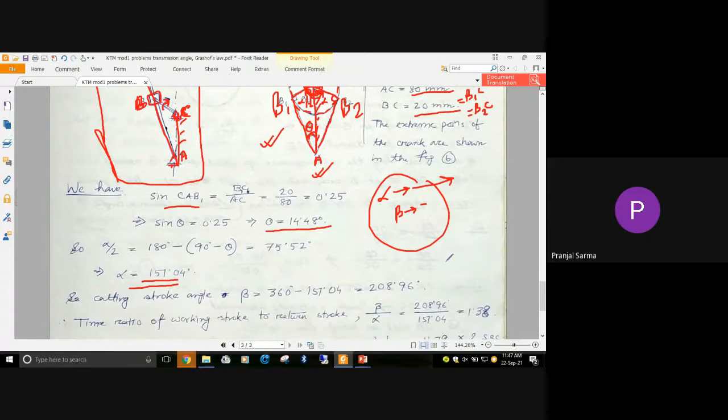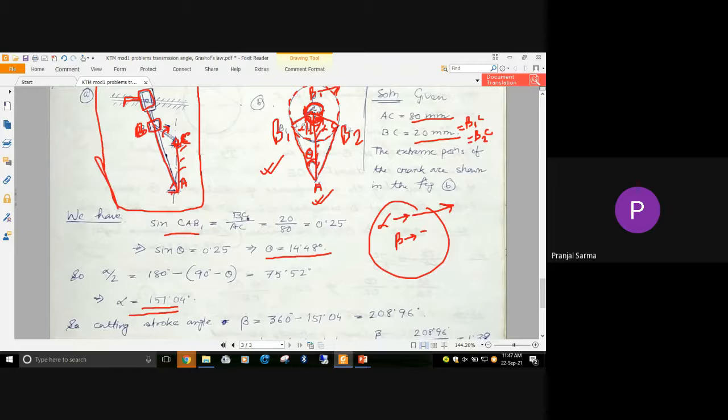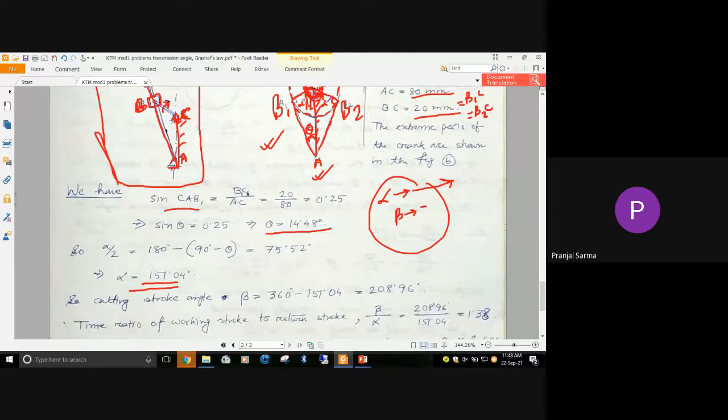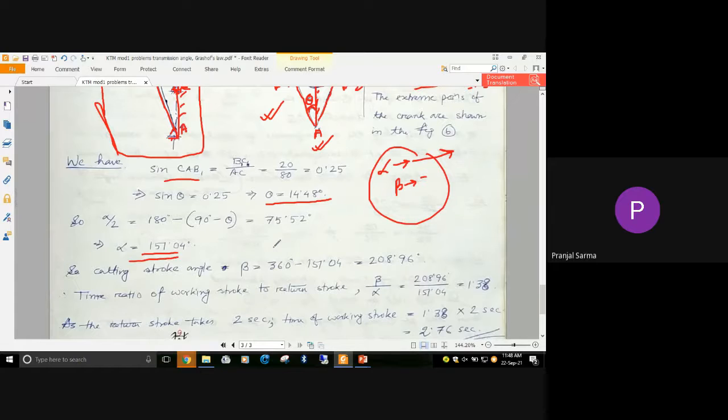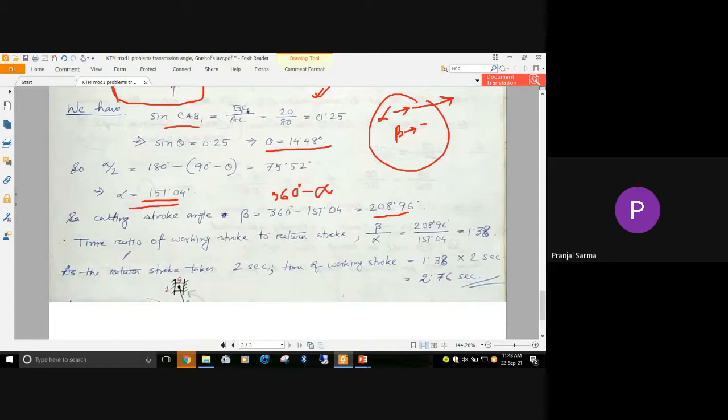Now within that particular circle, I can write beta as 360 degrees minus alpha. This is the whole alpha angle, and this is the beta angle. Beta is 360 degrees minus alpha, and the alpha value we have just obtained. So by putting this value, I have obtained the beta angle, that is the cutting stroke angle, to be 208.96 degrees.